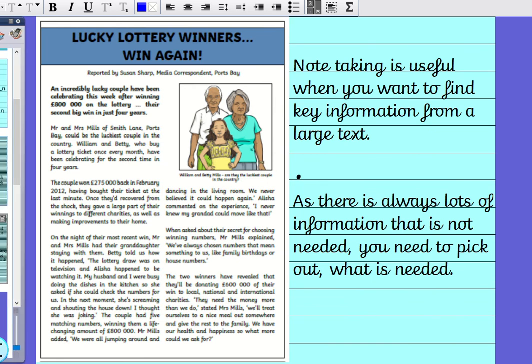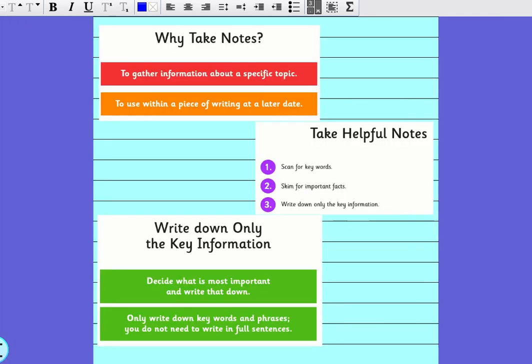So, why do we take notes? Well, we take notes to gather information about a specific topic, and we use them in a piece of writing later, don't we? How do we make notes?